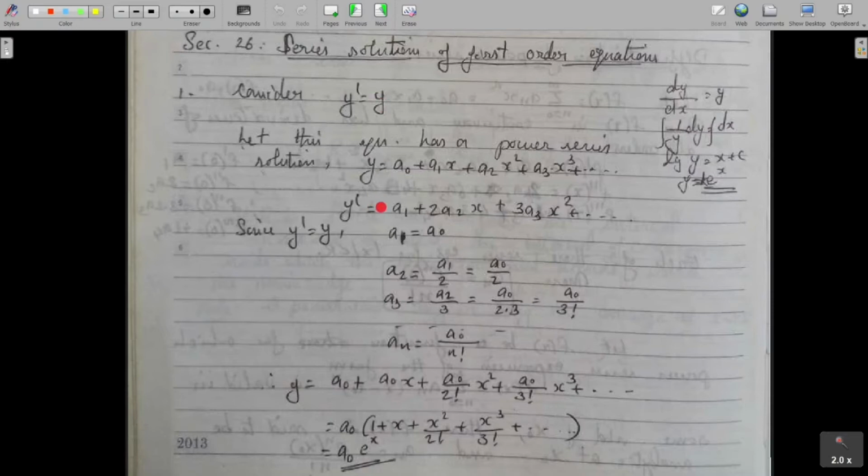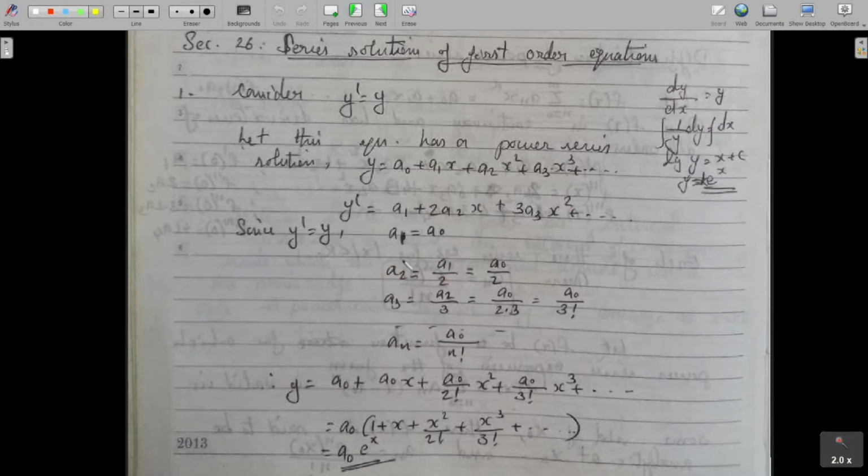And the given differential equation is y dash equal to y. So we may equate these two equations. This power series is actually equal to this one by this equation, and you may equate the coefficients of like powers of x. First we equate the constant term: a0 equal to a1. That's the first equation here. Then we equate the coefficient of x. Here it is a1, here it is 2a2. So we have 2a2 equal to a1, or a2 equal to a1 by 2.